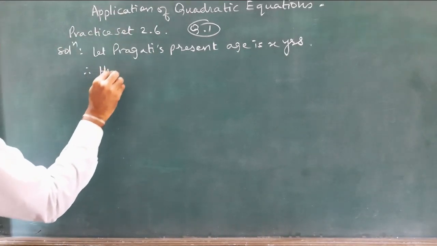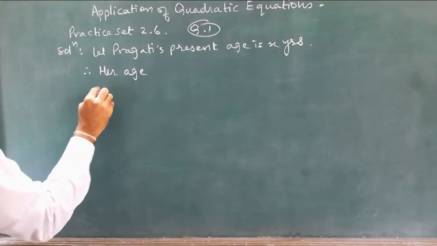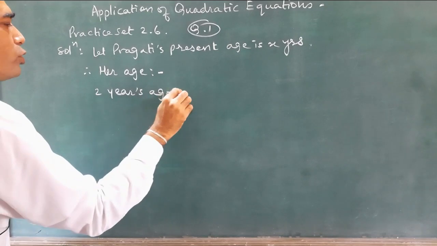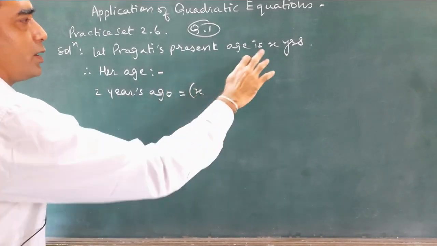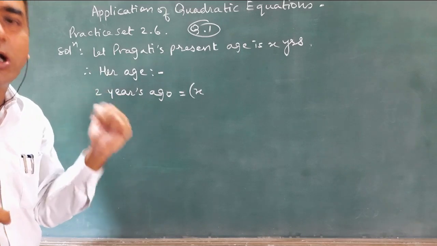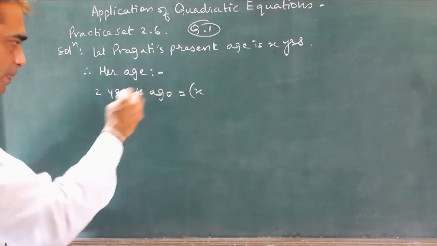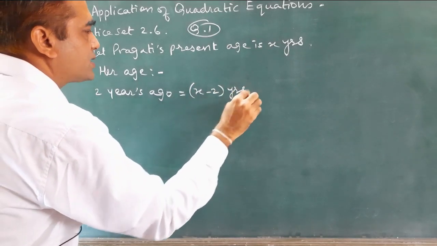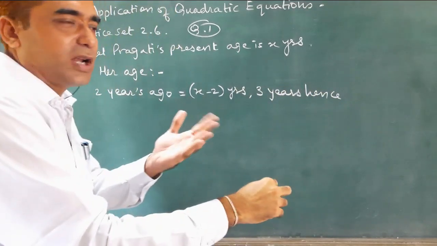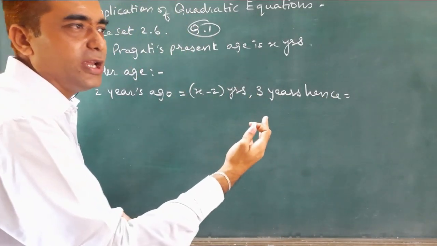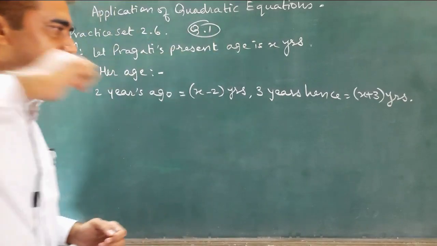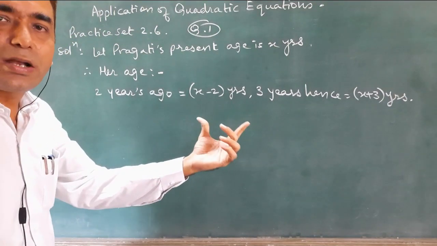So her age 2 years ago. Now present age is x. 2 साल पहले क्या होगी? सपोज किसी की एज आज 15 ईयर्स है तो 2 साल पहले उसकी क्या एज होगी? 13 ईयर्स. सो 2 years ago, x minus 2 years, and 3 years hence, आफ्टर 3 years. सो 3 साल के बाद में आज 15 है तो 3 साल के बाद में होगी 18. तो +3. सो x plus 3 years. Okay. Now this product is 84.